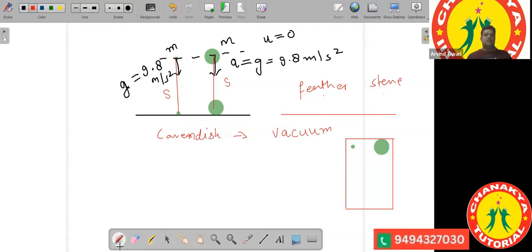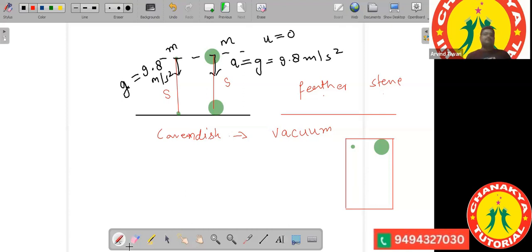Okay, so if this experiment was carried out on the moon, there also the same thing would happen. Both objects will take the same time, as on the moon there is no air. Since there is no air on the moon, on the moon both the objects will take the same time.